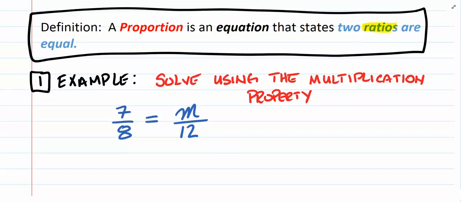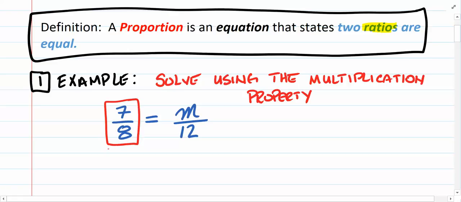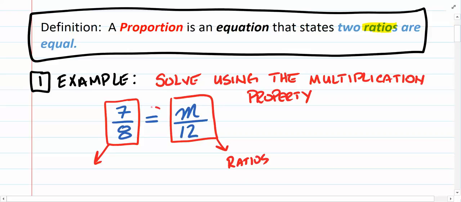It says, example, solve using the multiplication property. I want to begin by pointing out that this right here is a ratio. It's a comparison of two numbers by division. This over here is another ratio, also a comparison of two numbers by division. Once we set them equal to each other, collectively we have what's known as a proportion. So that's what we mean by an equation that states that two ratios are set equal to each other.